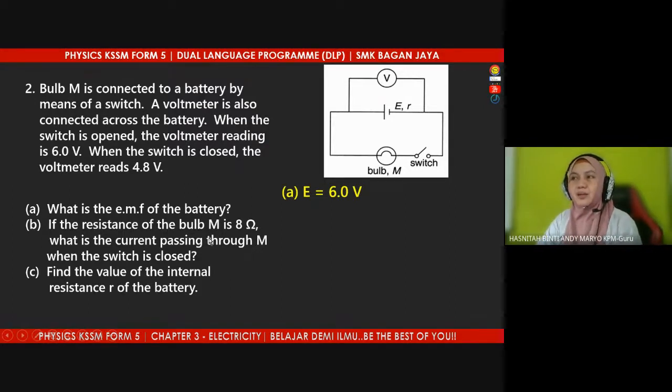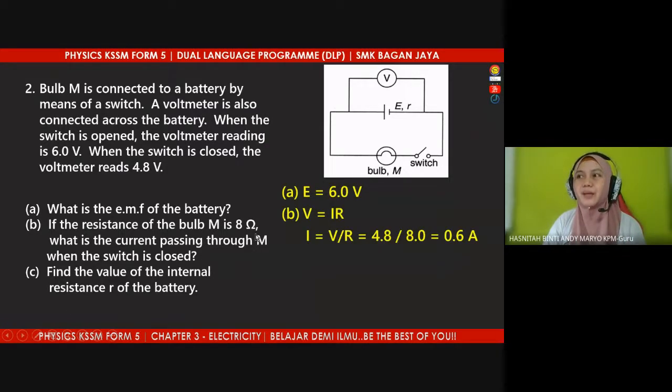Okay, so you can use as we are using in the first question. You can use that apply. Okay, this one. Find if the resistance of the bulb is 8 ohm. So 8 ohm is R. Okay, what is the current passing through M when the switch is closed? Okay, this one we can use straight away V equal to IR because what? Here it is already given 8 volt.